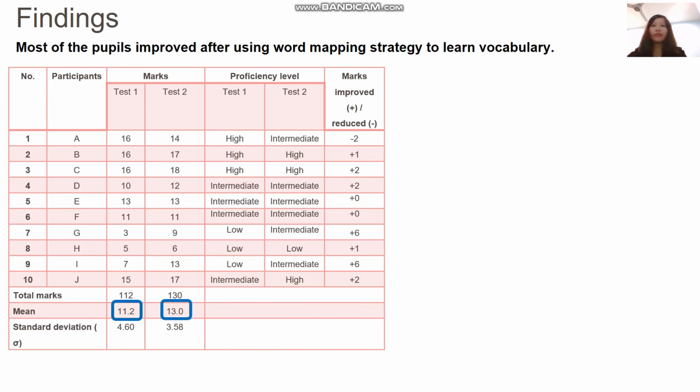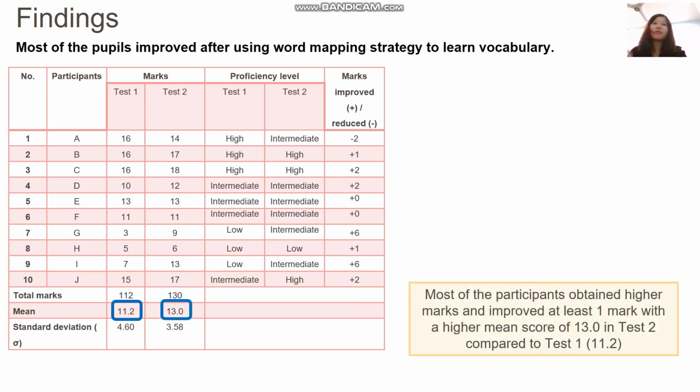Alright, so from here you can see that most of the participants obtain higher marks and improve at least 1 mark, with a higher mean score of 13.0 in test 2 as compared to test 1, 11.2. So as you can see from here, most of the participants improved at least 1 mark, and participant G and participant I improved the most at 6 marks.